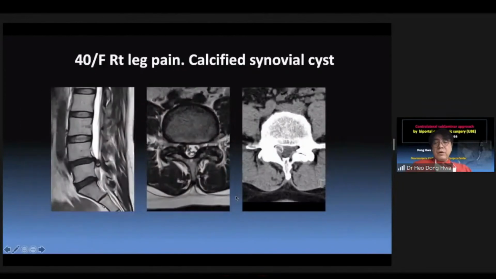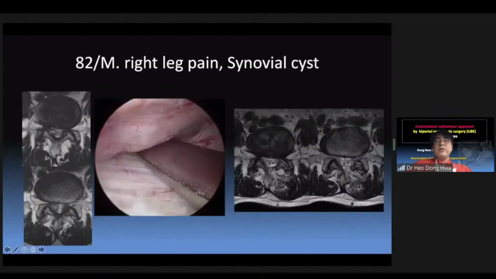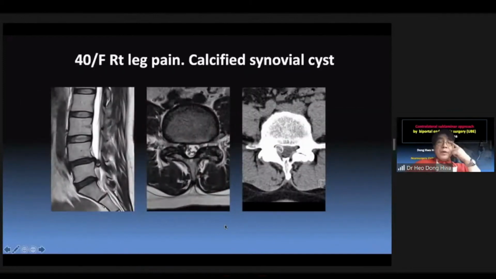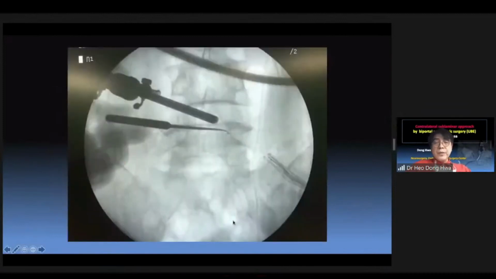After operations, we can completely remove the contralateral synovial cyst. And now I show my video. This patient complained of right leg pain. You can see the calcified synovial cyst. So my decision is the contralateral approach.